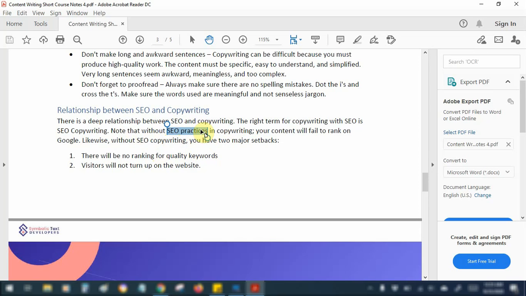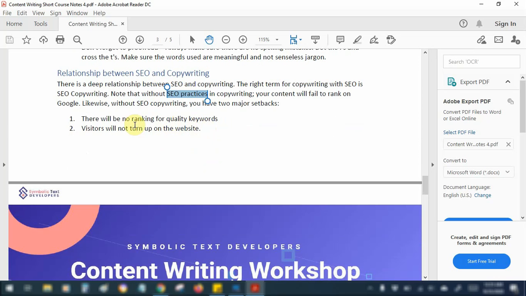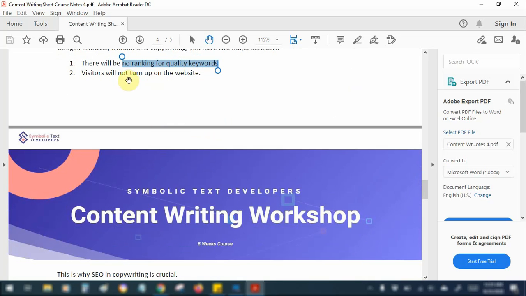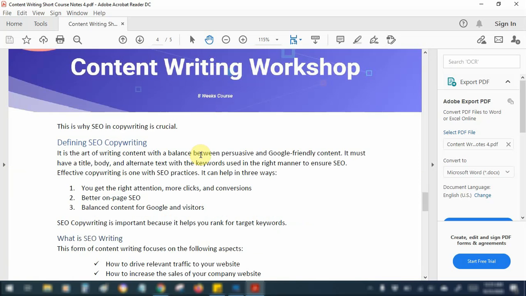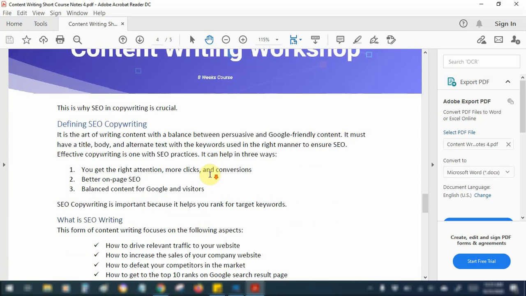Without SEO writing, there are two major setbacks that copywriting has, because like I said, there will be no ranking for quality keywords. If you do not use quality keywords, there will be no ranking. Visitors will not turn up on the websites because Google will not show that copy for the relevant keyword if you haven't used any. So it's a waste of efforts.